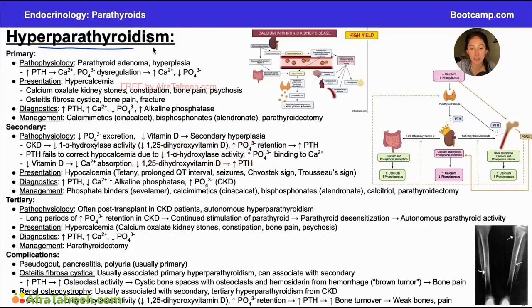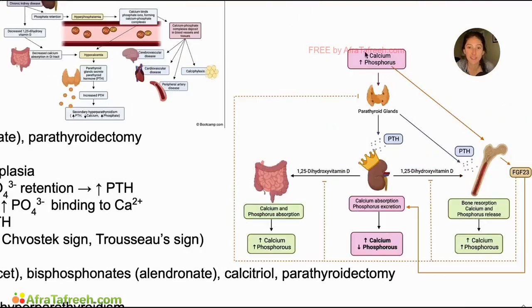In this section, we'll be talking about hyperparathyroidism. Before we dive into the individual causes of hyperparathyroidism, first let's review our parathyroid hormone pathway. So zooming in over here, you can see that decreased levels of calcium and increased levels of phosphorus are going to trigger our parathyroid glands located on the back of our thyroid to release parathyroid hormone.